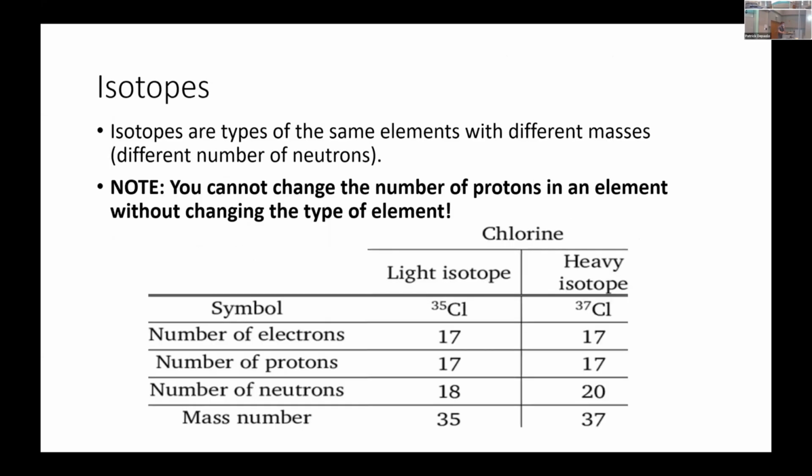Okay, so isotopes are the same type of element with different masses, and what the different masses mean is they have a different number of neutrons. So that's important.